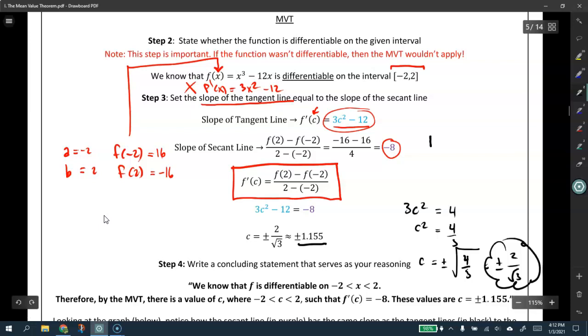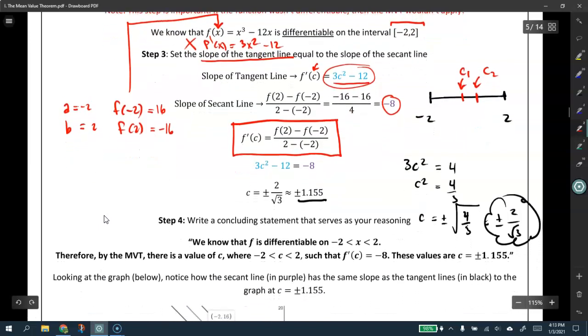And one neat thing to note is, notice how in the interval negative 2 to 2, this number, negative 1.155 and positive 1.155, these numbers are within the interval. So these are both points, let's call them C1 and C2, that actually fulfill the mean value theorem.